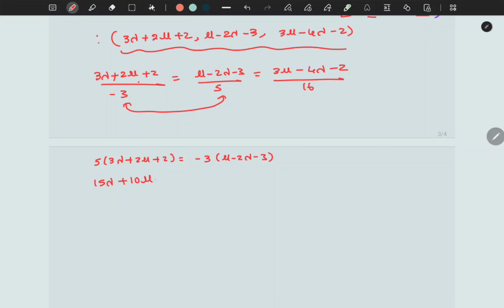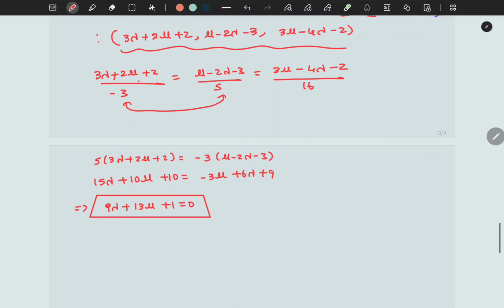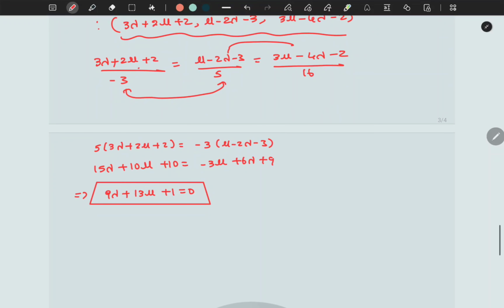15 lambda plus 10 mu plus 10 is equal to minus 3 mu plus 6 lambda plus 9. So if I rearrange, I get 15 lambda minus 6 lambda is 9 lambda, 10 mu plus 3 mu is 13 mu, and plus 1 equals 0. I think this is equation 1. Now I can equate these two also.